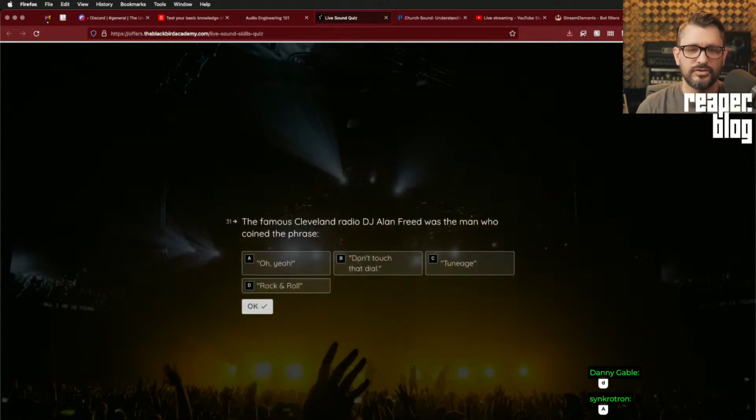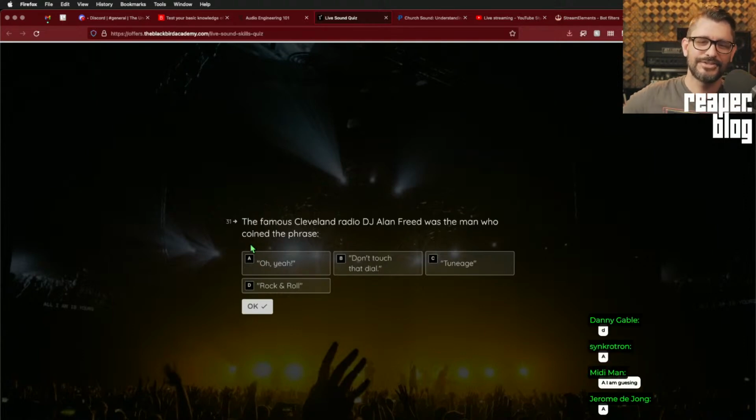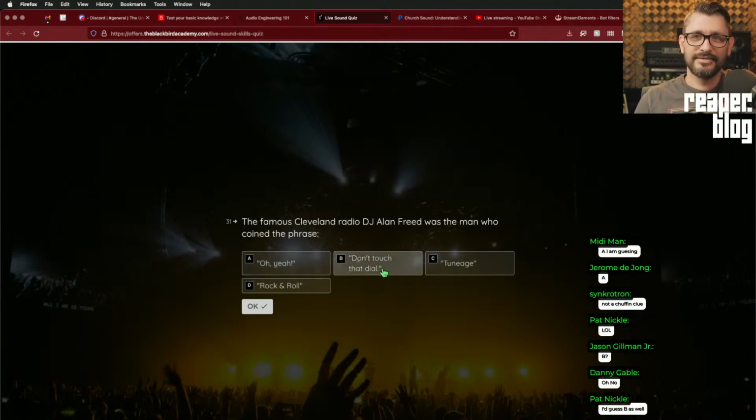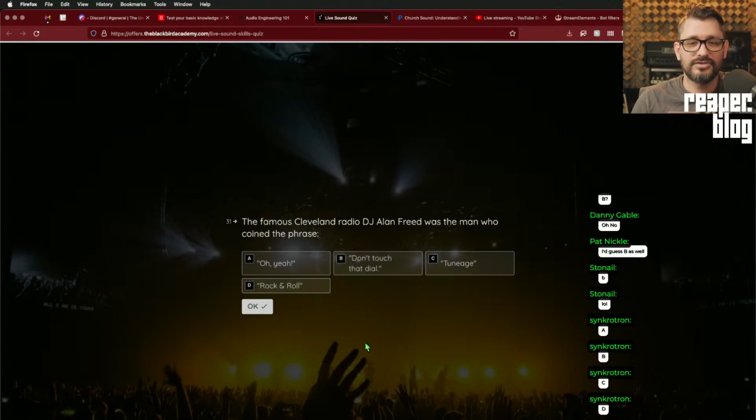Those horns, they're directional. Famous Cleveland radio DJ Alan Freed was the man who coined the phrase, "Oh yeah, don't touch that dial, tunage, or rock and roll." This is one of those audio engineering school trivia things that you got to keep in your head that means nothing. You think it's B? I think it's actually D. I think he invented the term rock and roll.